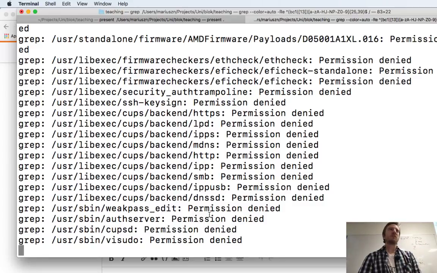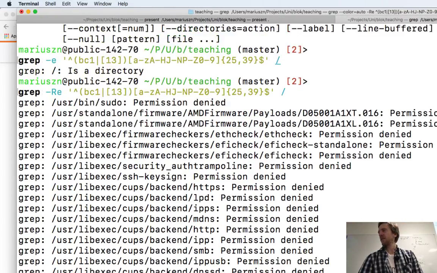So run it on your laptops. Run grep on your laptop to check if it will find any Bitcoin addresses anywhere in your file system. Okay? I will let it go.